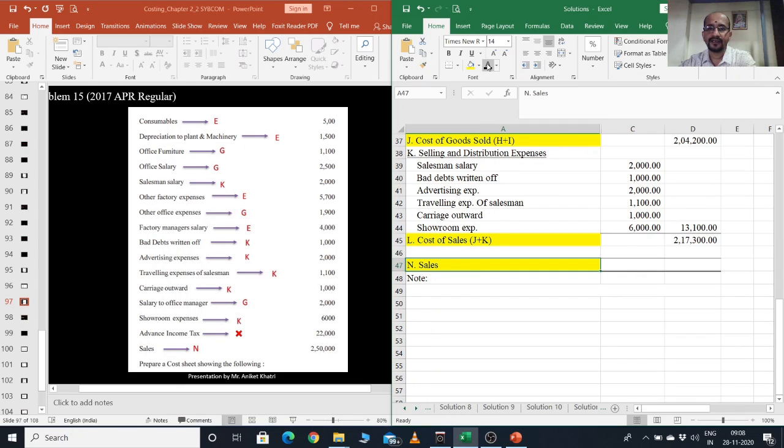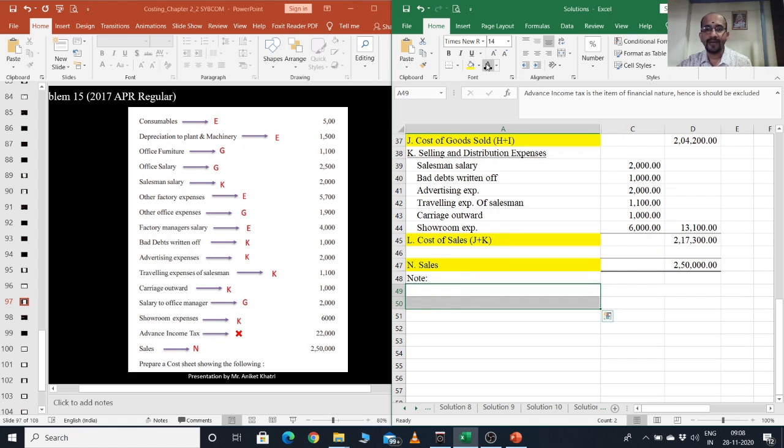Sales amount is already given, that is 2,50,000. Now check whether any item remain or not. Here one item is remain, that is advance income tax. Okay, but as we have said, this is a financial item, it will not come under the cost sheet, so we need to write note, right, that this item will not appear. So advance income tax is the item of financial nature, hence it should be excluded from cost. Okay, so we need to write that.